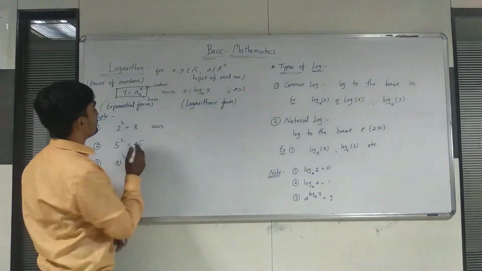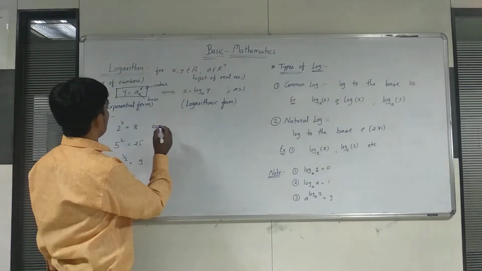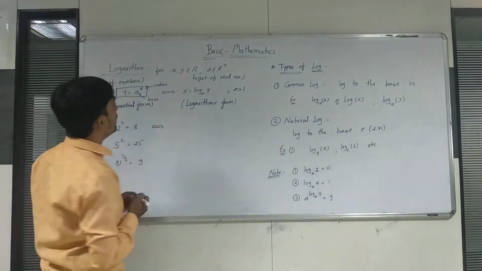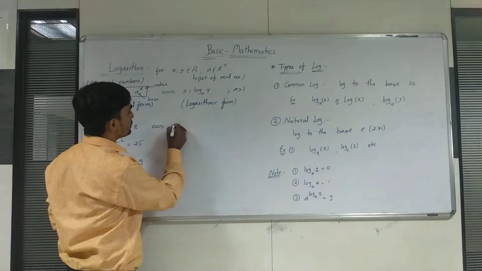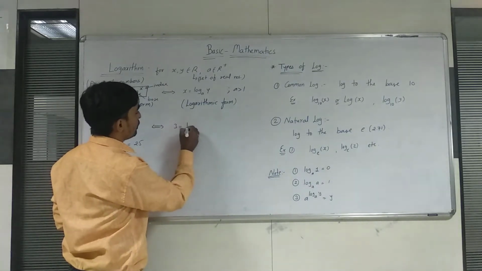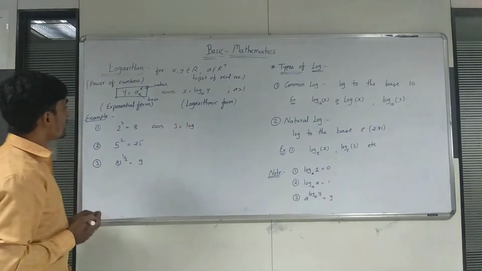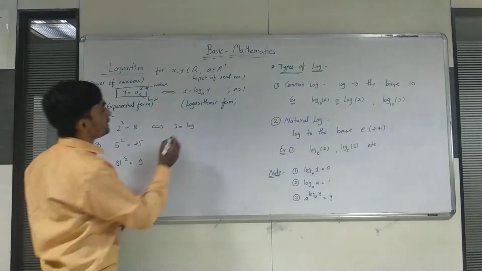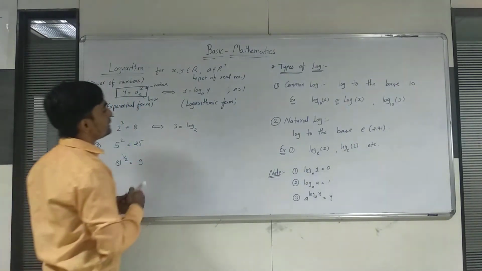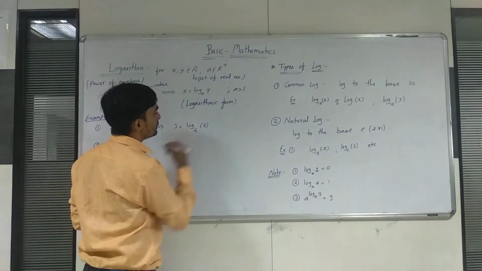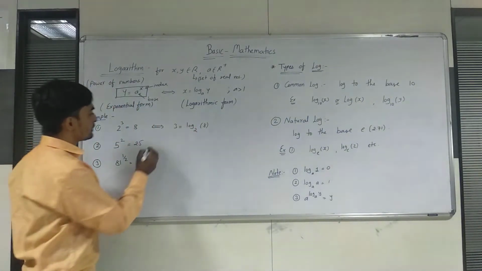So what is x? x is equal to 3, log of a. What is a? a is 2. And what is y? y is 8. Same for this one.